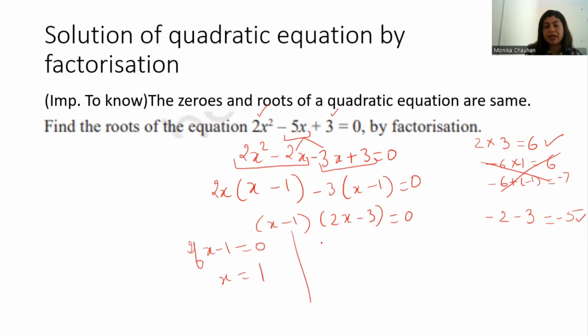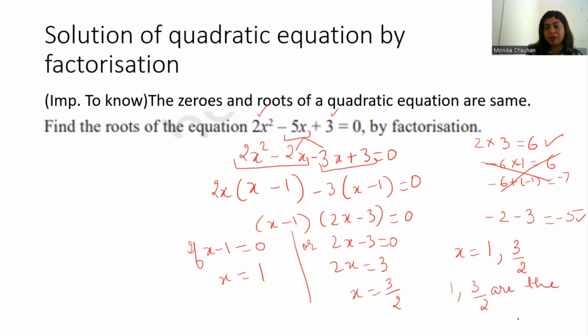And if I take 2x minus 3 is equal to 0, then 2x is equal to 3. The 3 will go to the other side and become plus. So x is equal to 3 by 2. That means there are two zeros, or two roots, of this equation. So the value for x could be 1 and 3 by 2. So these are the roots of the equation. Okay, so 1 and 3 by 2 are the roots of the equation.